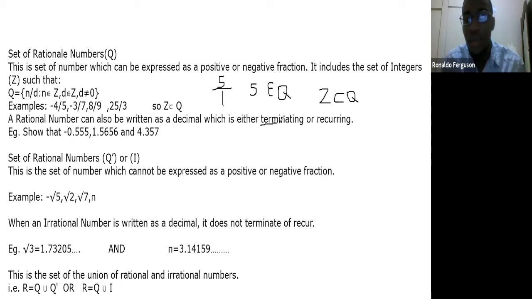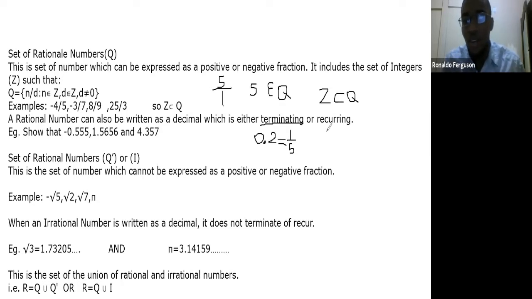What does terminating mean? Terminating means that when you write it as a decimal, it stops. It's not continuing. So for example, the number 0.2. This is a rational number. It's terminating. This is really just 1 over 5. We learned how to convert from decimal to fraction, so we would have been able to show that this is 1 over 5. This is primary school math. I'm not supposed to be getting into that.